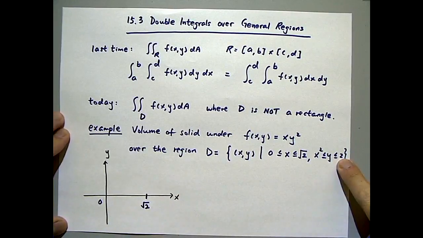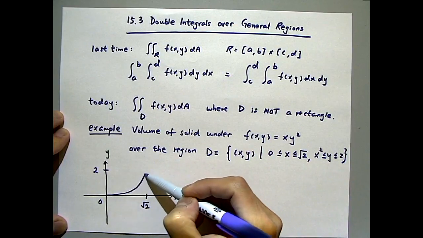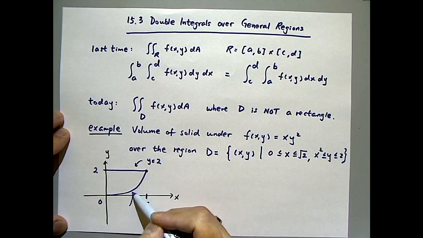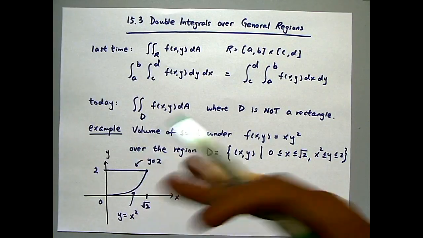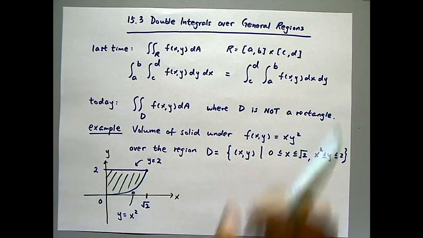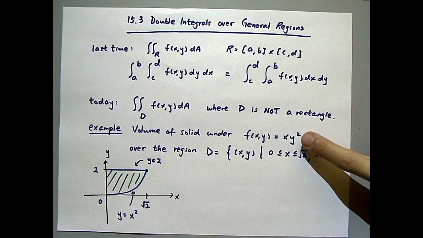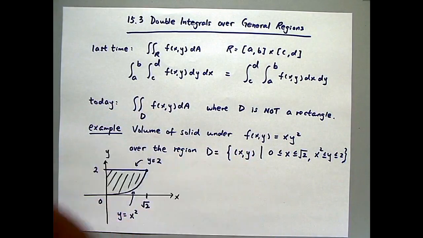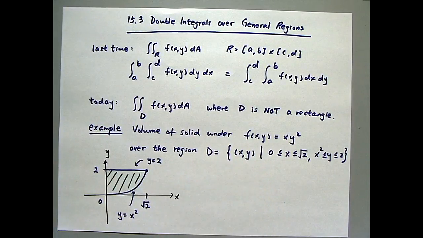Y is bounded on the top by 2. So here's y equals 2. And bounded below by y equals x squared, which is a parabola that we know. And therefore, the region that we're talking about is this kind of a quarter moon shape here. And as usual, we imagine that we have a surface right above it, described by x times y squared. So some kind of surface right above it. And we want to find the volume of that thing that's below that surface, but right above this region right here. Okay?